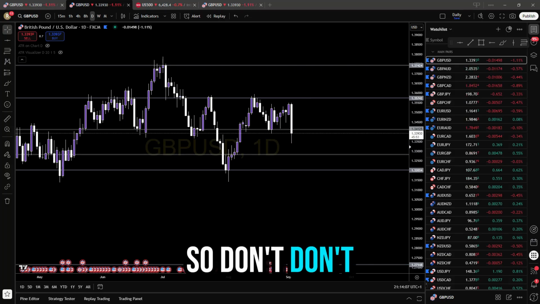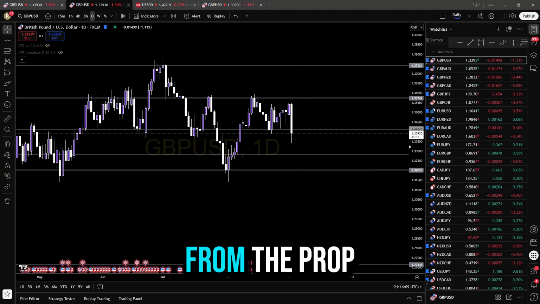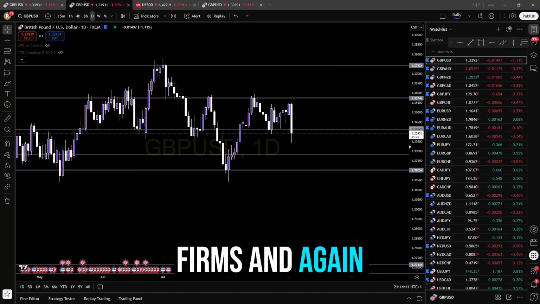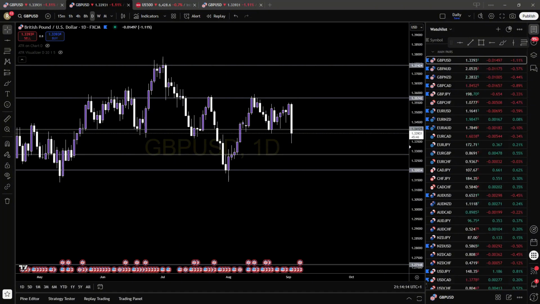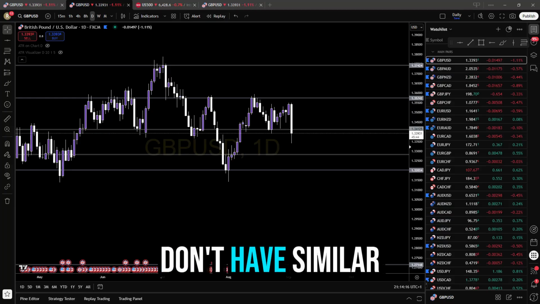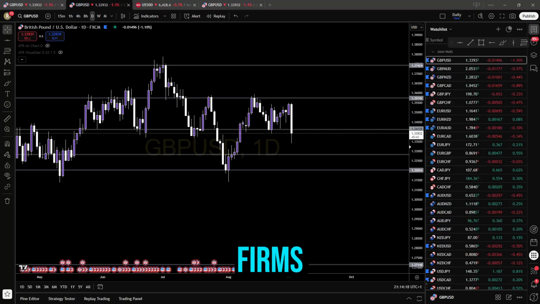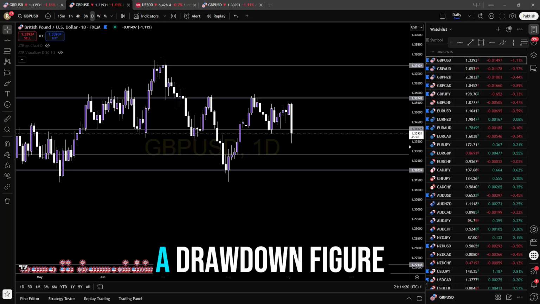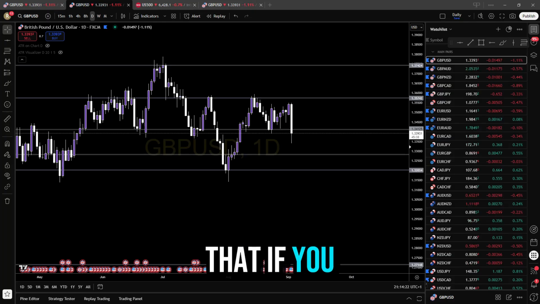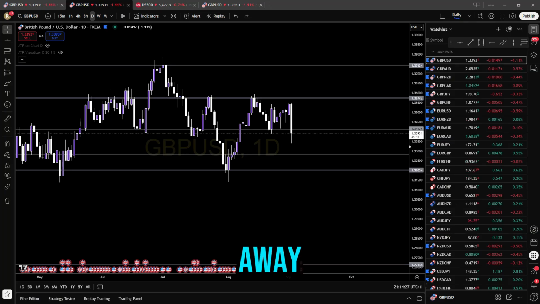So don't accept these rules from the prop firms. And again, if you've got your own capital, don't have similar rules to prop firms. You need to have a drawdown figure on the day that if you lose X amount, you pull the plug and walk away.